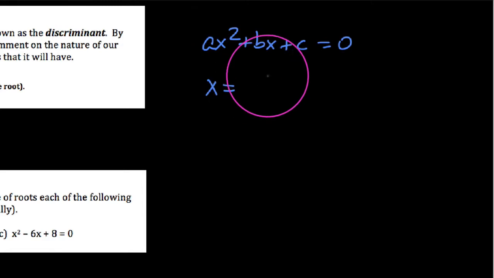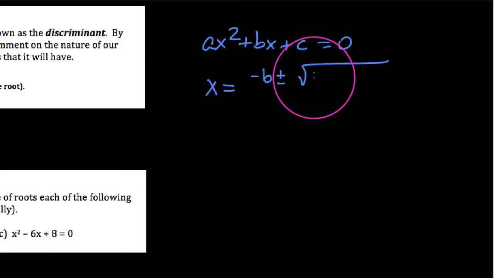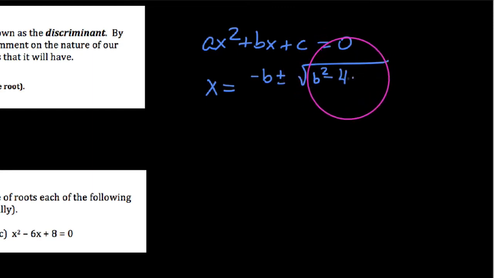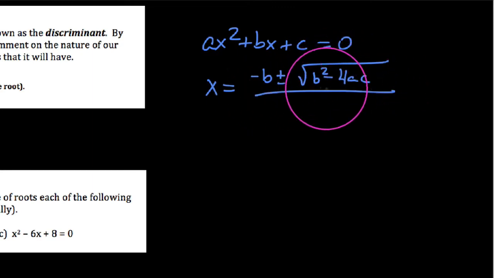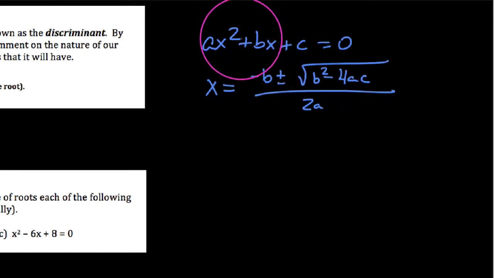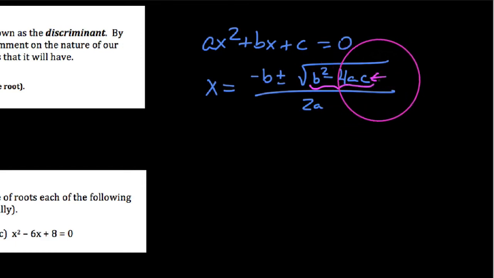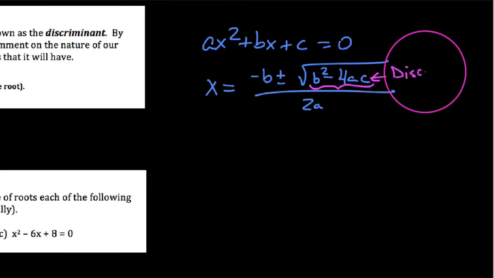If we want to find the x values that cause this to be true, then we say the x values are always equal to this quantity right here, where we have x equals negative b plus or minus square root of b squared minus 4ac all over 2 times a. Now, the thing I want to comment on in this video is this part right here. And this is the part that we're going to give this name. We call it the discriminant.